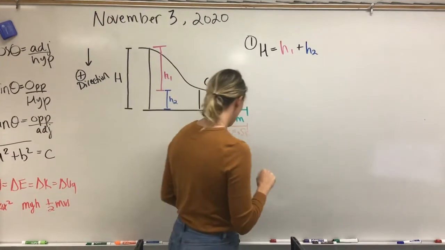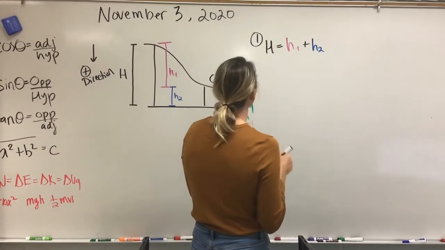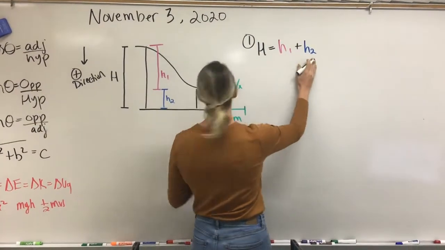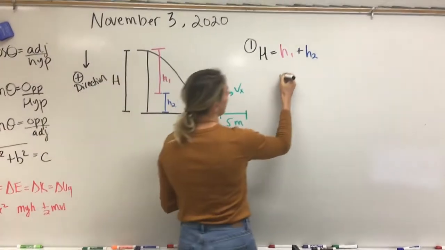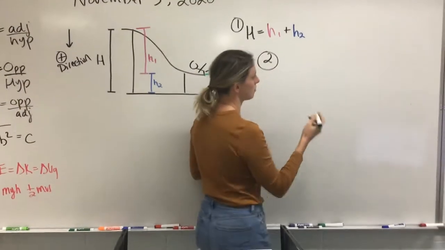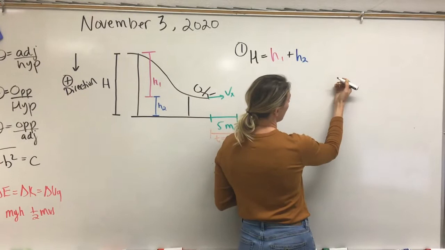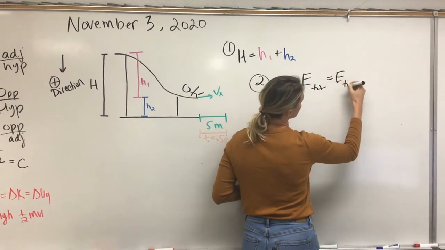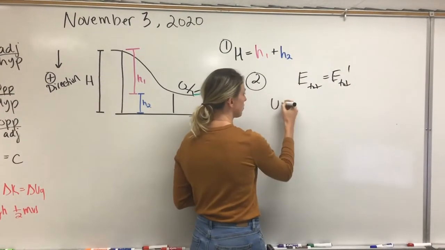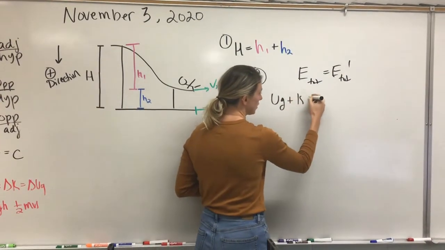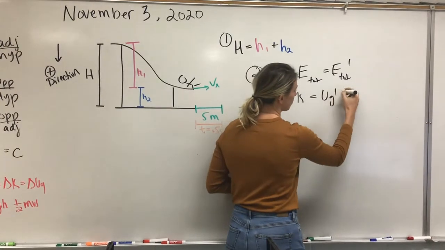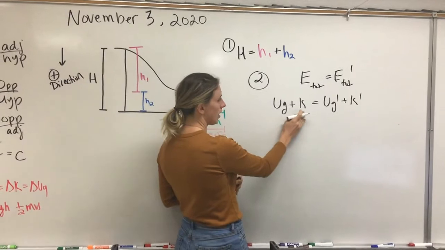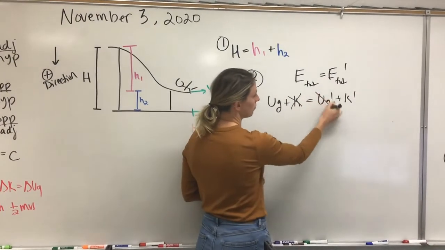Alright, so let's go ahead and go over the answer key for this. You want to start off with the height equals h1 plus h2, and our next step is going to be the conservation of energy. So energy total in the beginning equals energy total at the very end, and that's represented by UG plus the kinetic energy equals the UG after plus the kinetic energy after. At the very beginning we have no kinetic energy, at the very end we have no potential energy.